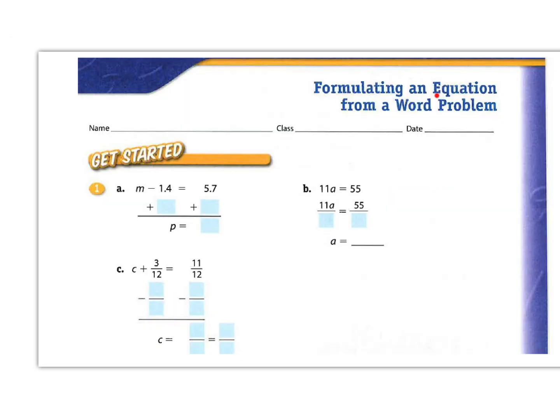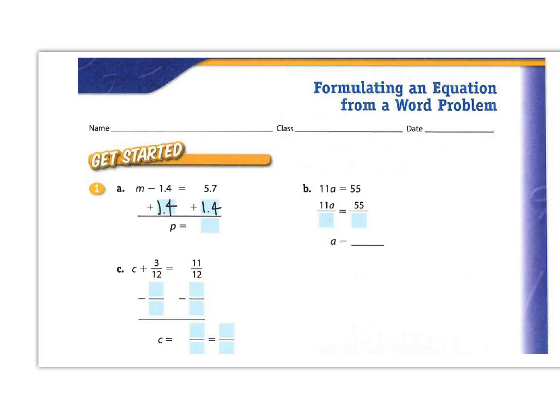Okay, so this is formulating an equation from a word problem. So let's do a little bit of review on solving equations. Remember, an equation has an equal sign in it. This says m minus 1.4 equals 5.7. So since it's subtracting, we're going to do the opposite to get m alone, and we're going to add 1.4 to both sides. Remember, if you do one thing to one side, then you have to do it to the other side of the equal sign.